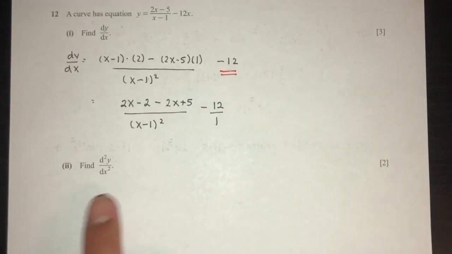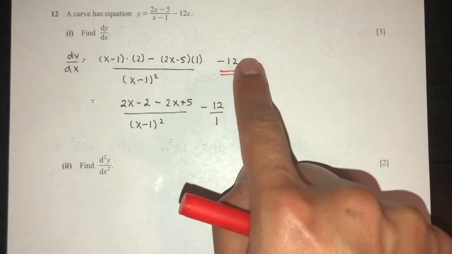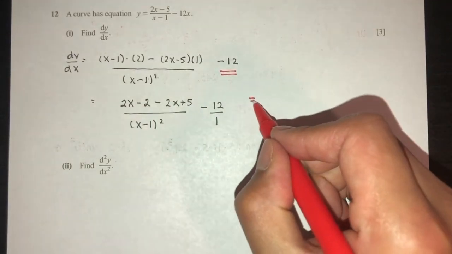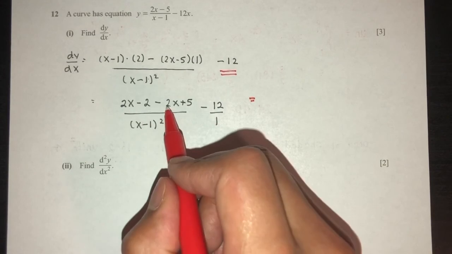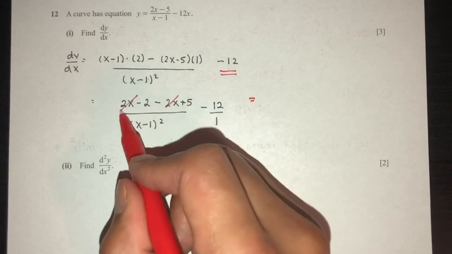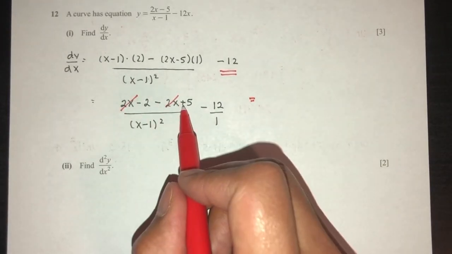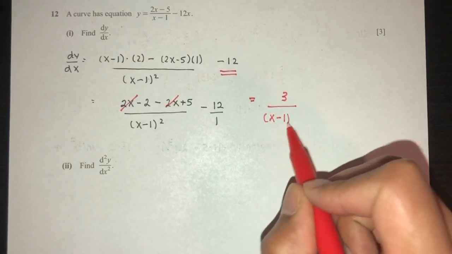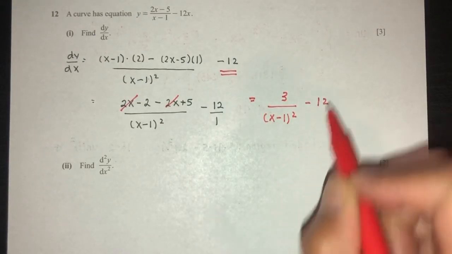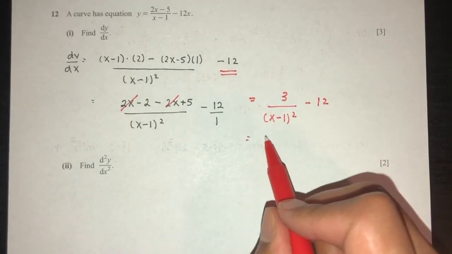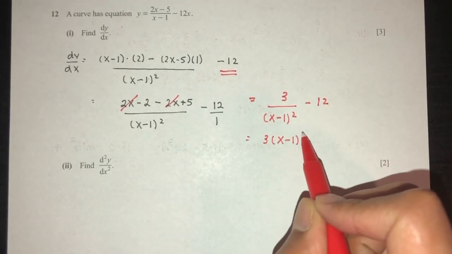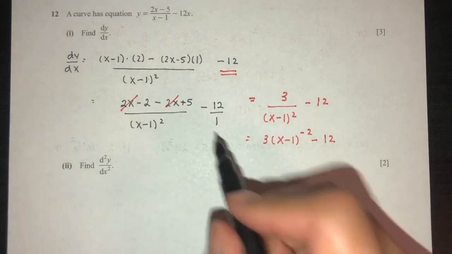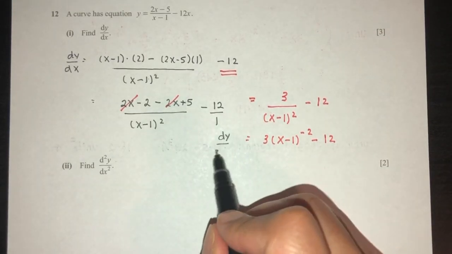And if you look at this question, you have to differentiate again. So this will go away. You don't need to care about this too much. Let's simplify this one. This minus this will go away. Minus 2, we have plus 5, that will be 3 over (x minus 1) squared minus 12. Now you can rewrite this down as 3, this minus 2, and this. So this is your dy by dx. That is for part 1.